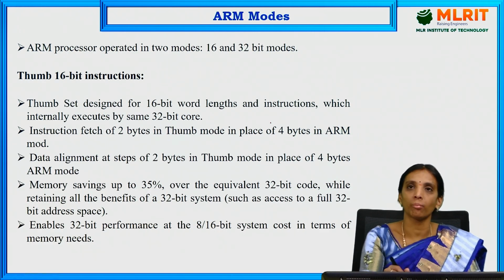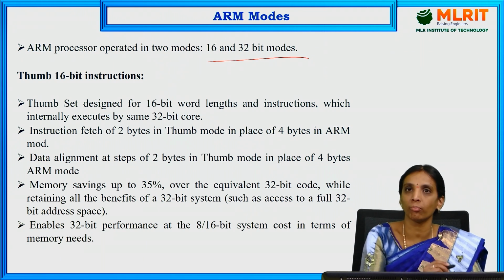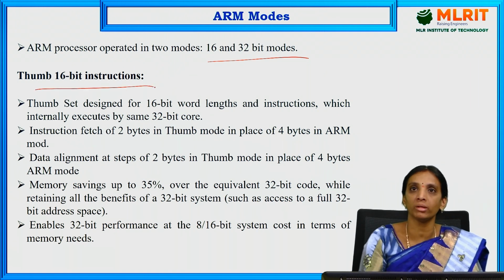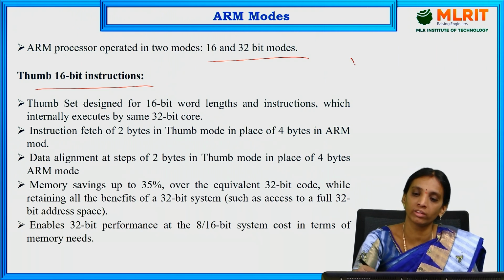Here, the ARM mode. There are two types of modes for working in the ARM processor. The ARM processor can be operated in two modes. One is thumb instruction mode, another one is ARM instruction mode. The thumb instruction mode is nothing but having the 16-bit word length. The data is a 16-bit word.